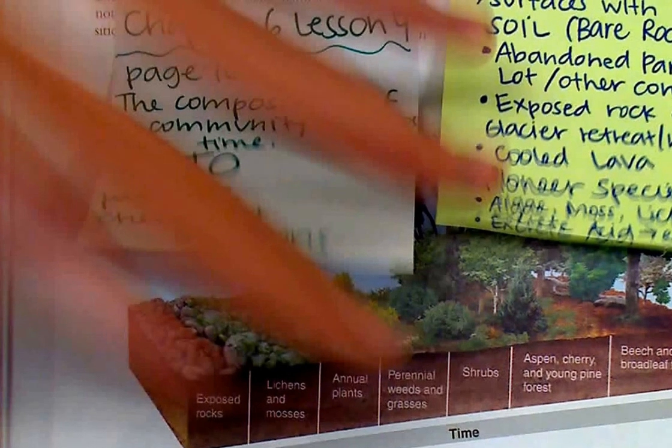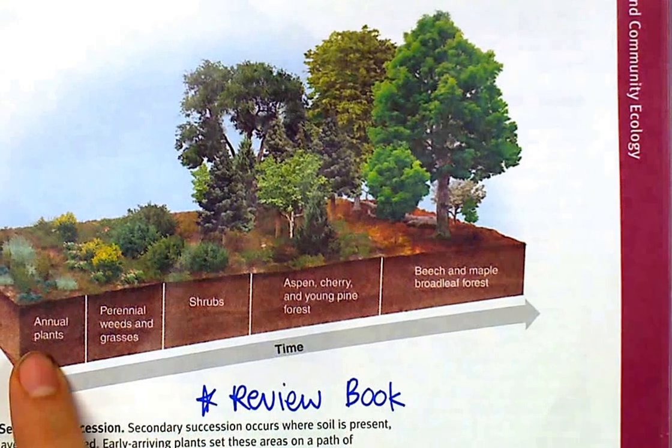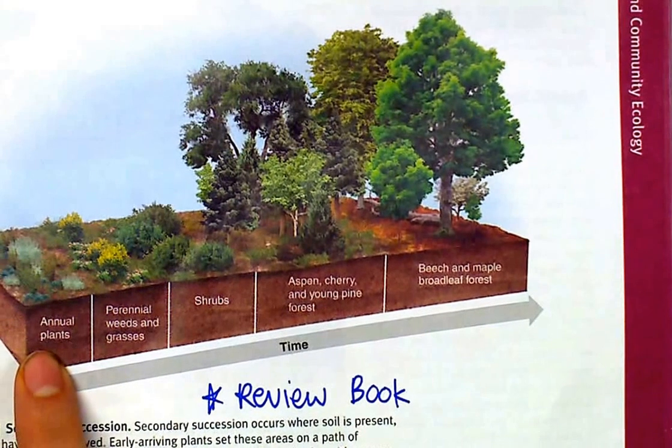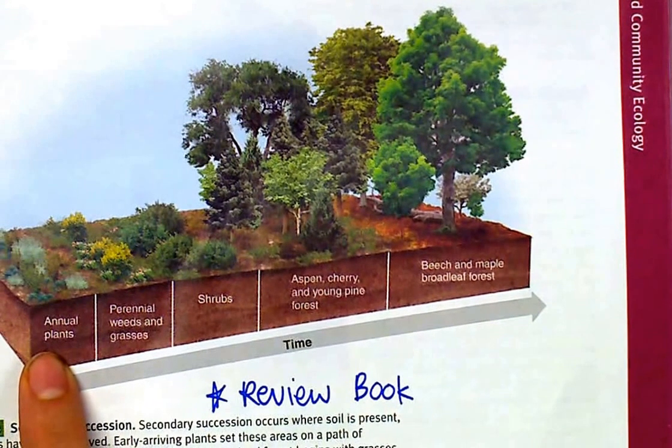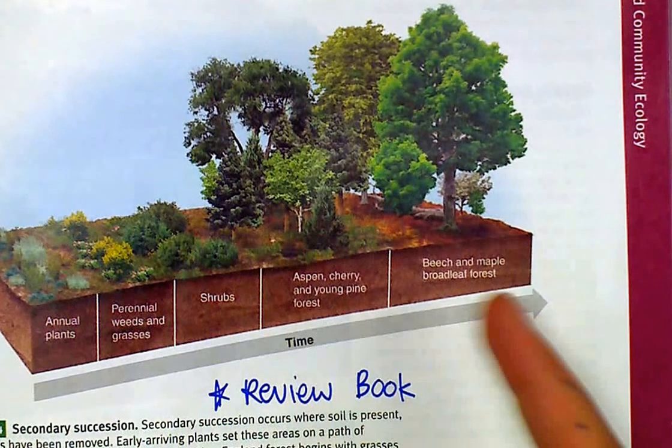Okay, now if we go over here and look at our secondary succession, we're going to start with annual plants, which was our third stage in primary succession. Okay, and then we're going to have our perennial weeds, shrubs, aspen, cherry, young pine, beech, and maple.